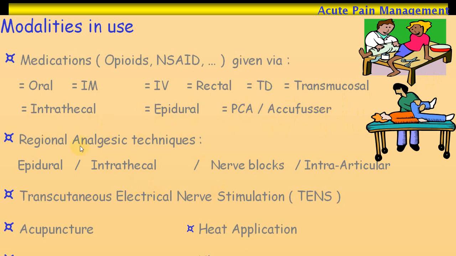In a person who has chronic pain, particularly neuropathic pain or cancer pain, you can use epidural anesthesia, intrathecal anesthesia, nerve blocks, and in a case of chronic articular pain, you can go for intra-articular injection. As far as non-pharmacological therapy, TENS is very commonly utilized. There is another method called PENS, that is percutaneous. This is transcutaneous. Acupuncture, acupressure, heat application, cryoanalgesia, etc. These are a lot of methods which can be utilized.